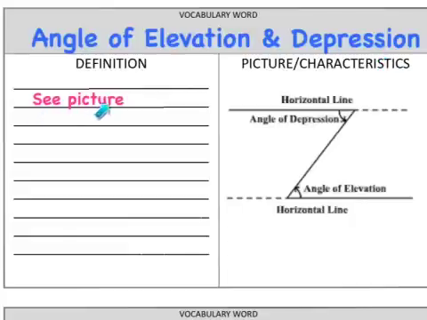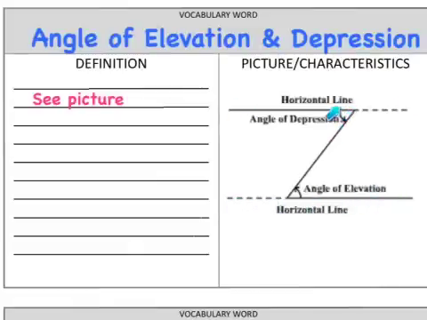And the best definition is just to look at the picture. It's the easiest way to define this one. So, take a look at this. If you have a horizontal line, usually it'll be something up in the air, like maybe a plane or a kite or something like that, something up here. And then you have something down here. This is usually the ground or somebody standing on the ground. Okay, you're going to have these two horizontal lines.